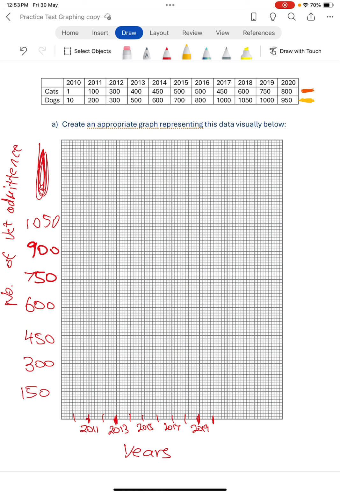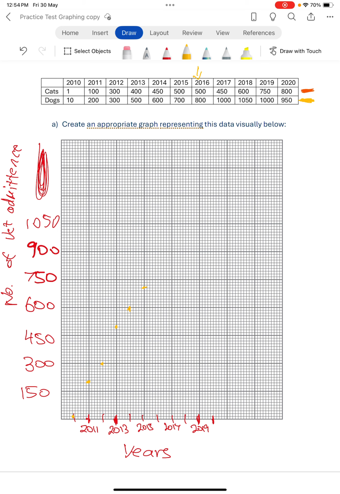If we have a look, the dogs start out with just 10 in 2010. So I'll put a little yellow dot down here. In 2011, they go up to 200. Bear in mind, I'm going to probably do this a little bit on the rough side, just for the interest of time. So we'll keep going. 2013, they went all the way up to 500. 2014, we're at 600. 2015, they were at 700.